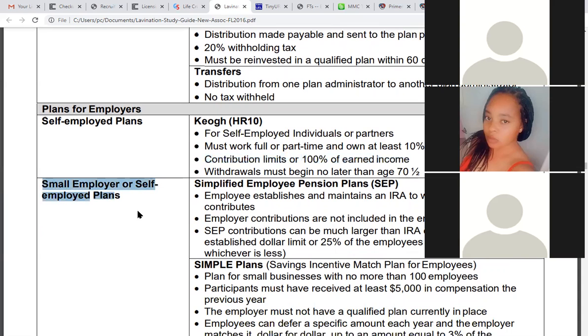Self-employed, just remember that plan, the KEO plan, HR 10. If you're going to tell them, put HR 10, that's it. Oh, well, I ever see HR 10. What is that? It's called a KEO plan. That's for the self-employed.